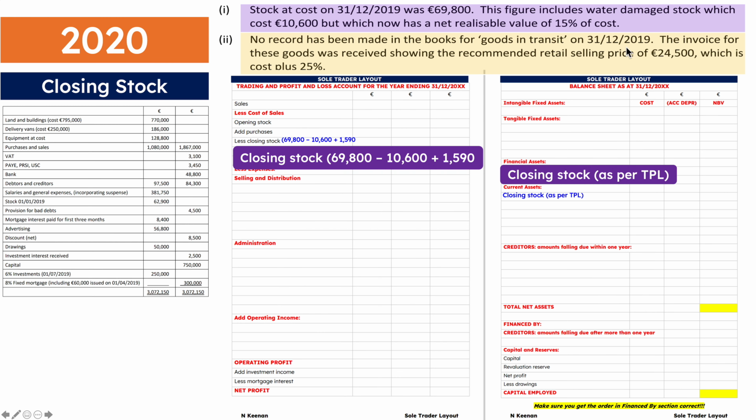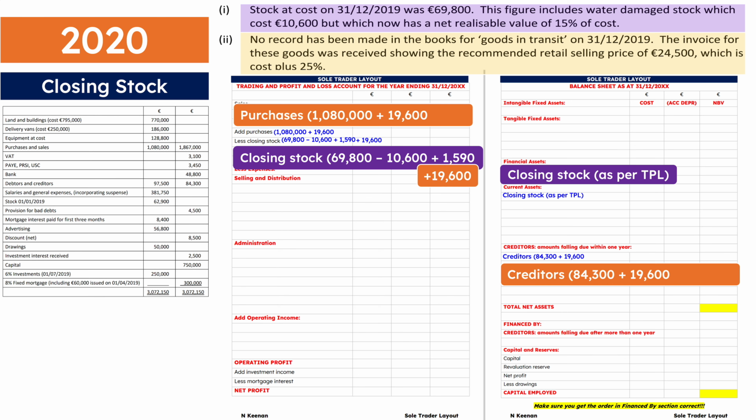So if we have goods in transit, we need to add the amount to purchases, to closing stock, and to creditors. So the cost price to you was 19,600. So that is 24,500 divided by 125 multiplied by 100. So to your purchases figure, you add 19,600. To your closing stock figure, you add 19,600. And to your creditors figure, you add 19,600.